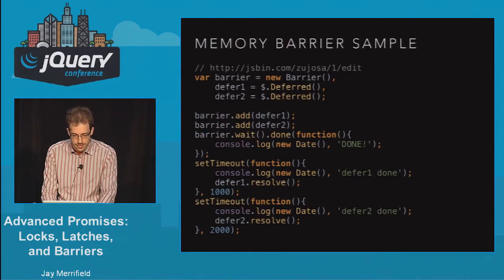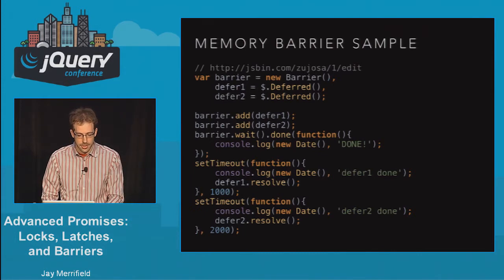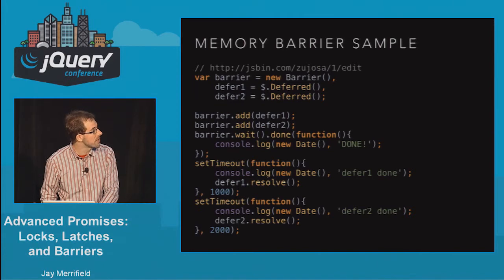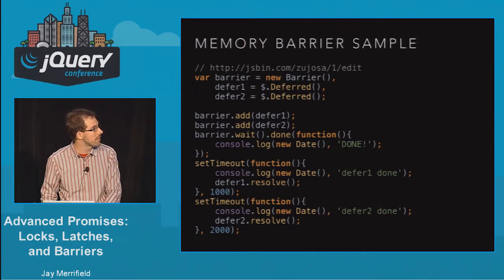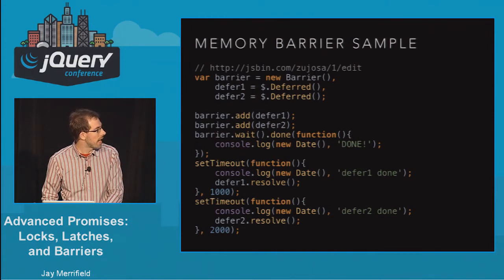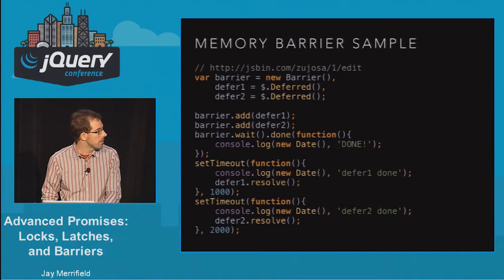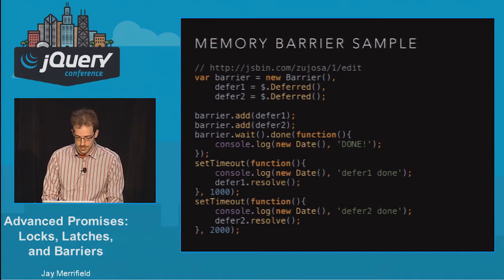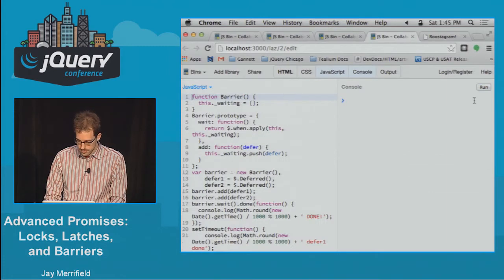And so we're going to have a little example here where I'm going to basically create the barrier, create 2 synchronous tasks. We're going to say wait. I'm going to add them into the barrier, say wait, and then time out 1 second later and 2 seconds later, finishing the defers, and then you should see done at the end. So next demo.